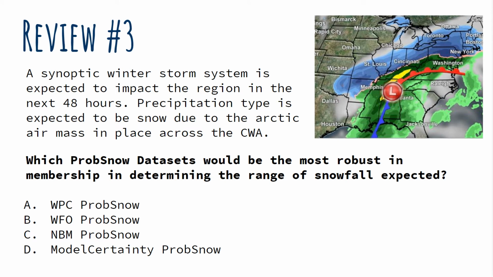Now let's say a synoptic winter storm system is expected to impact the region in the next 48 hours. Precipitation type, again, is expected to be all snow due to the Arctic air mass in place across the CWA. Which ProbSnow data sets would be the most robust in membership in determining the range of snowfall expected? If you guessed A and B, you're correct. Both WPC and WFO ProbSnow guidance have the most membership, and since precipitation type is not in question, these two data sets would be the best to view at this time range for this example.